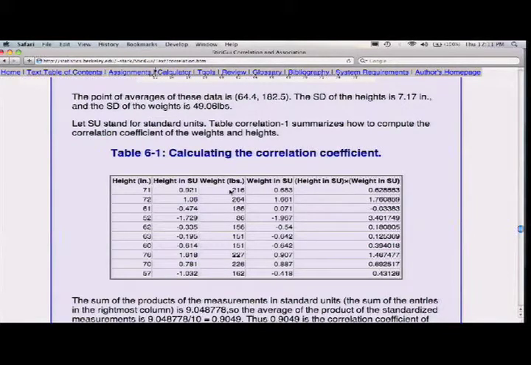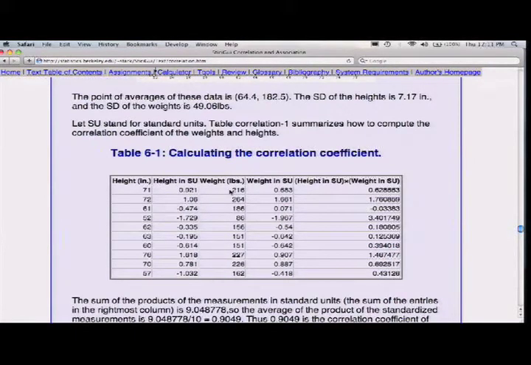To convert 216 to standard units, we take 216, subtract 182.5, that's the mean of the weights, and then divide by the standard deviation of the weights, which was 49.06 pounds. So if we do that, we get 0.683. Now, just as a sanity check, 71 is above 64.4. It's above average. So this ought to be a positive value, which it is. Similarly, 216 is above average. It's above 182.5. So this ought to be a positive value, which it is.